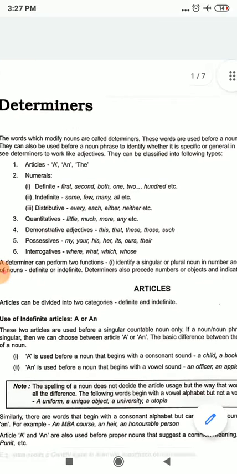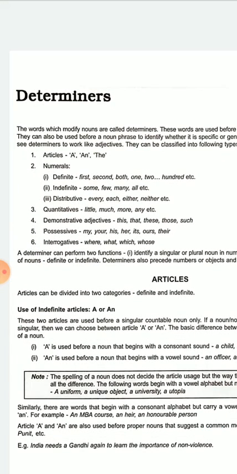They can be classified into the following types: articles: a, an, the; numerals or numbers, definite: first, second, both, one, two hundred, etc.; indefinite: some, few, many, all, etc.; distributives: every, each, either, neither, etc.; quantitatives: little, much, more, any, etc.; demonstrative adjectives: this, that, these, those, such; possessives: my, your, his, her, its, our, their; interrogatives: where, what, which, whose.